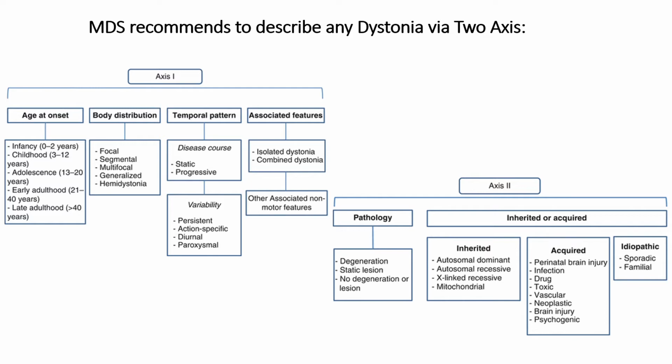The temporal pattern is important to describe. Is the disease static or progressive? Is it persistent? Is it action specific? Is it diurnal? Diurnal variation is very important. We'll study something called Segawa syndrome later, where diurnal variation of dystonia is seen. Also, associated features may be present. For example, the dystonia may be isolated or it may be combined, for example with Parkinson's disease or with myoclonus. Right. Axis 2 should be described in terms of pathology and inheritance. Is it inherited, is it acquired, or is it idiopathic?